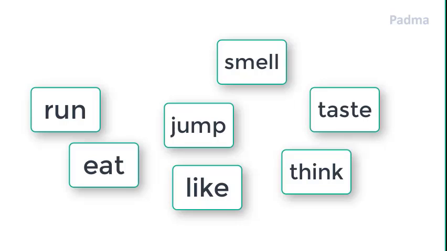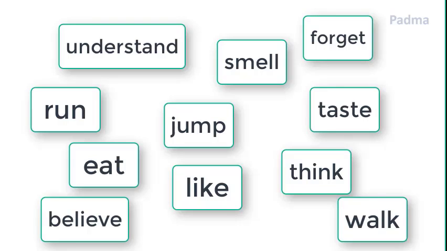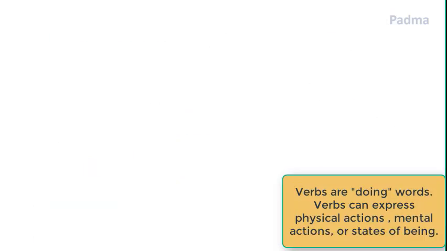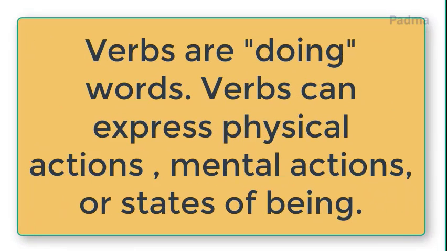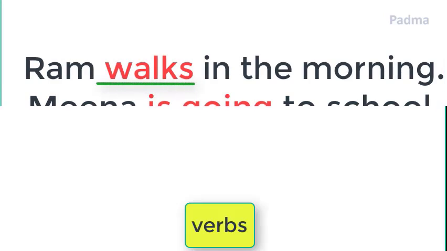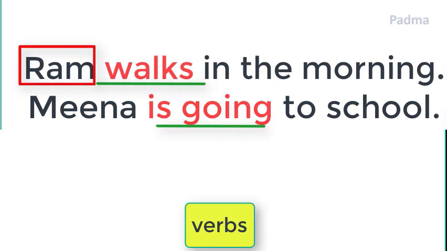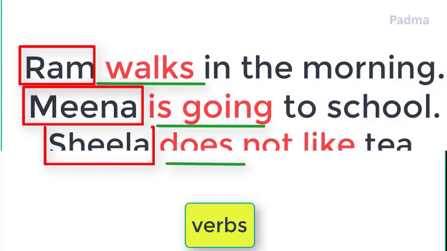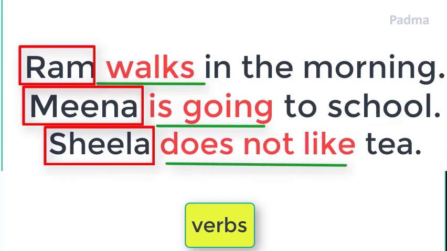Here are a few action and other types of verbs, such as understand, run, jump, eat, believe, think, forget, smell, walk, taste, etc. What is a verb actually? A verb is a word or a combination of words that indicates action or a state of being or condition. A verb is a part of a sentence that tells us what the subject performs. In simple terms, we can say verbs are the hearts of English sentences.